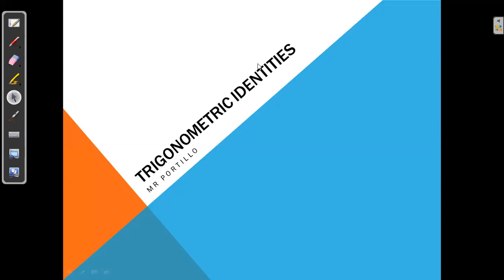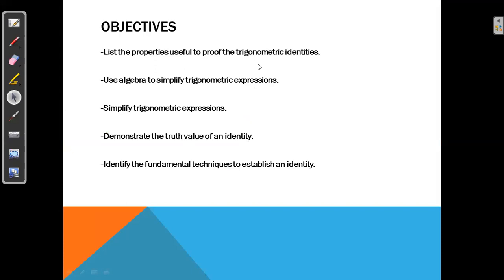Because saying that they are equal is not too much. If you're thinking about it, saying that they are equal expressions is not too much, okay? Because identity goes deeper. So here we have the objectives for this topic, because this topic will be very long. We will be with this like 5 weeks, okay? Because it's not too easy.